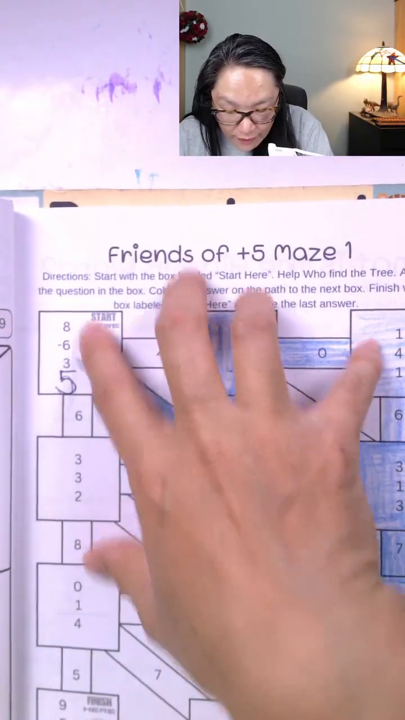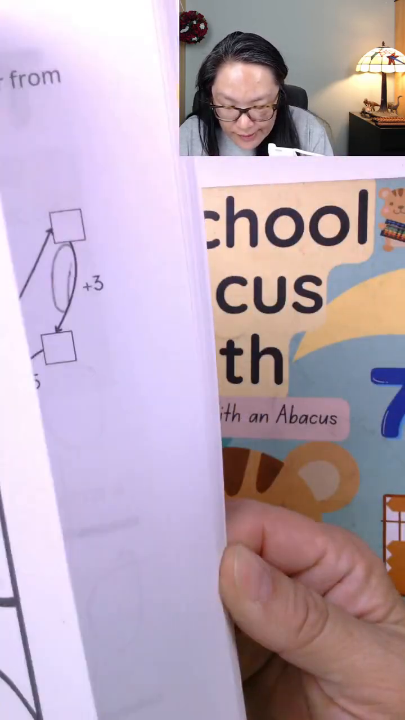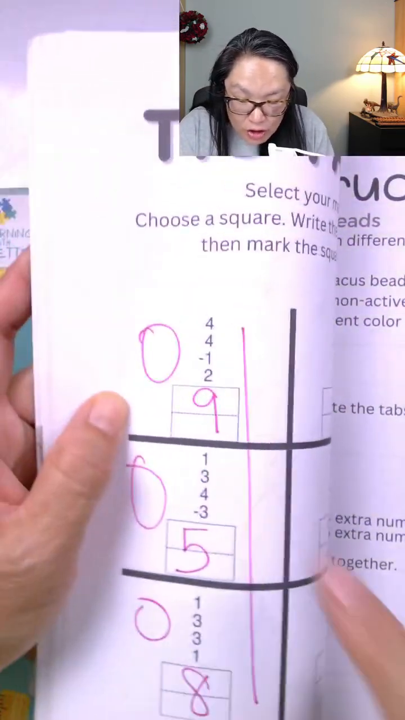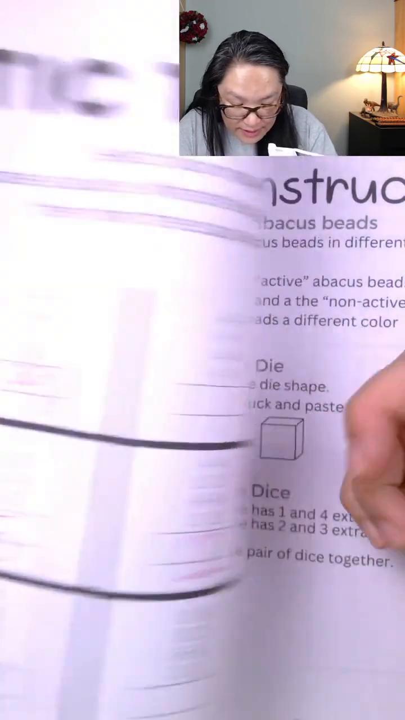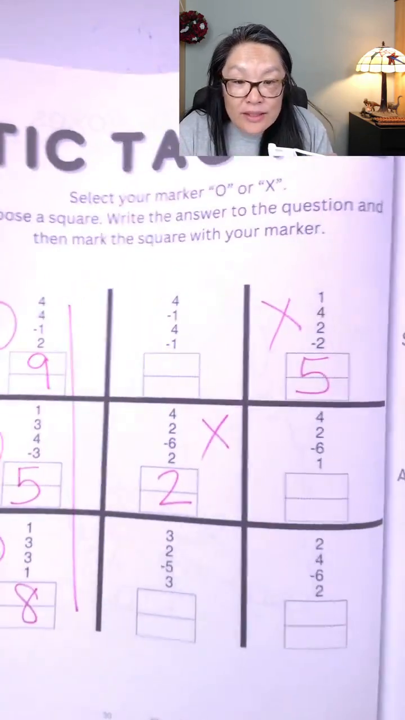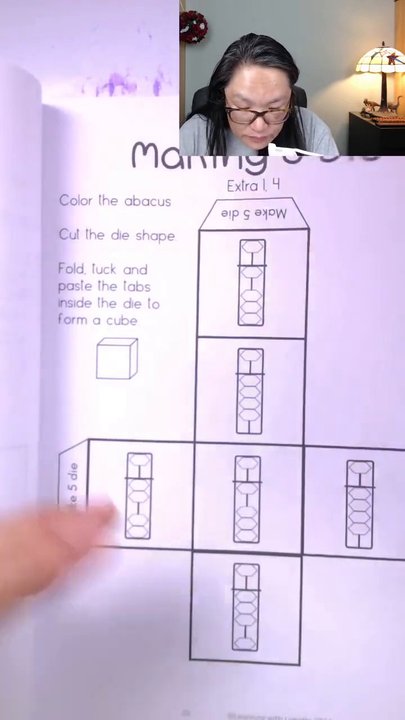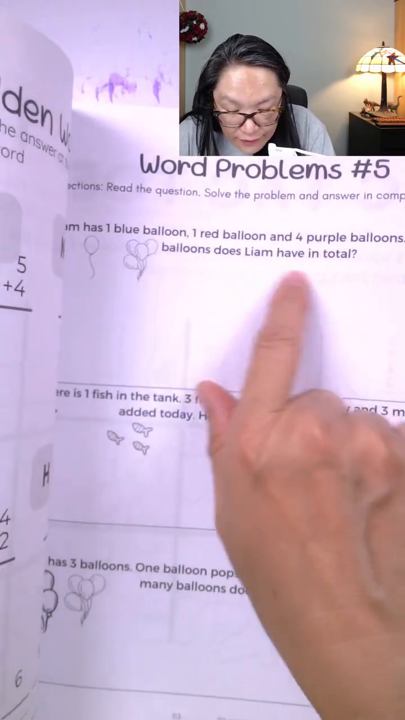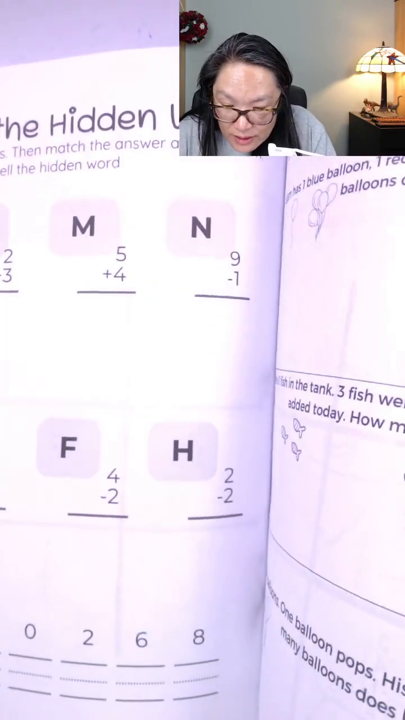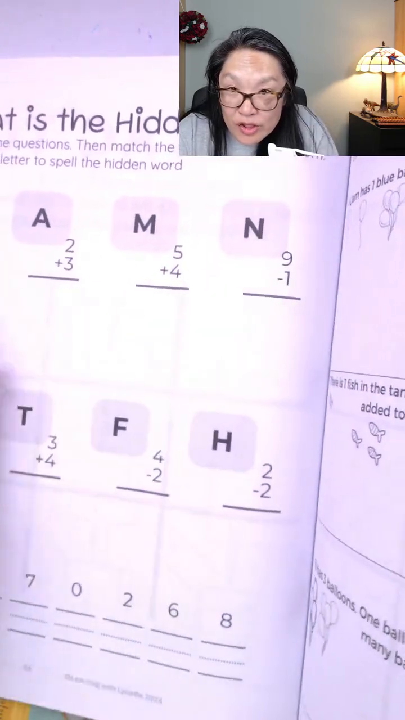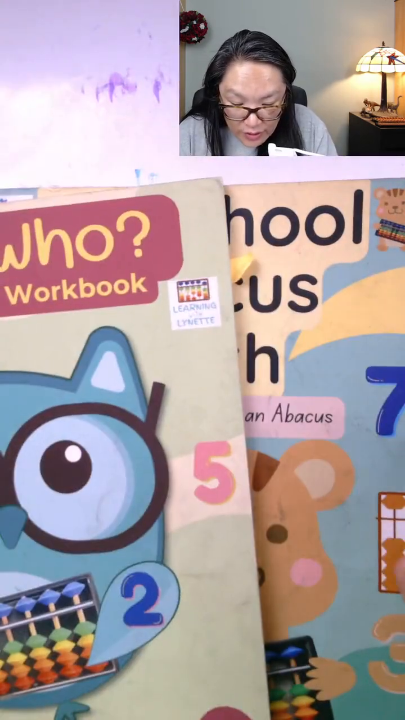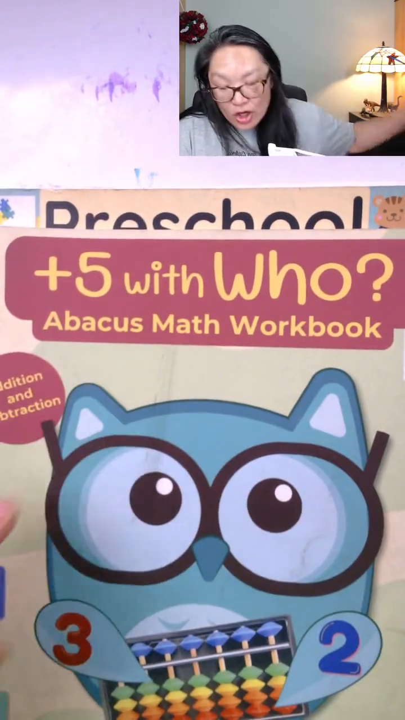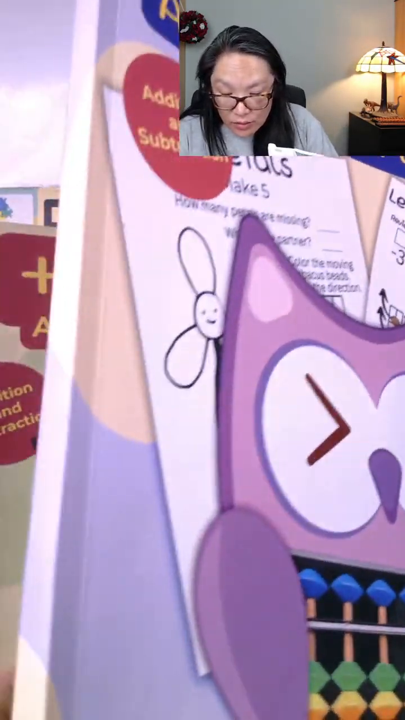When we do it, we have mazes, we have color by number, we have more color by number, and then we have tic-tac-toe. So you put in your O, and then you answer the question. And then we have the number bonds, and then I have here the word problems. This one is the hidden word, so answer the question. But again, if you notice, it's very specific to the questions themselves. And after you learn how to add, we will learn how to subtract.